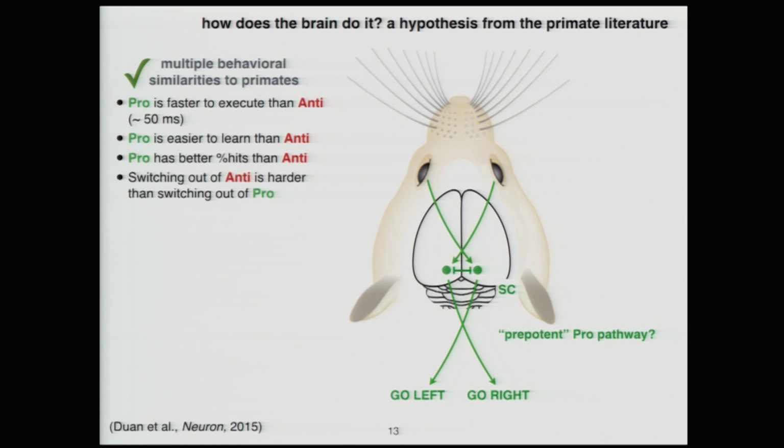So this is a great candidate for the pro circuit, how our pro response is implemented. And it's a great candidate because there's a strong projection. A light on the left would activate the right superior colliculus, producing the leftward motion. It's a very short circuit. It doesn't even go through cortex, so you get very quick responses.